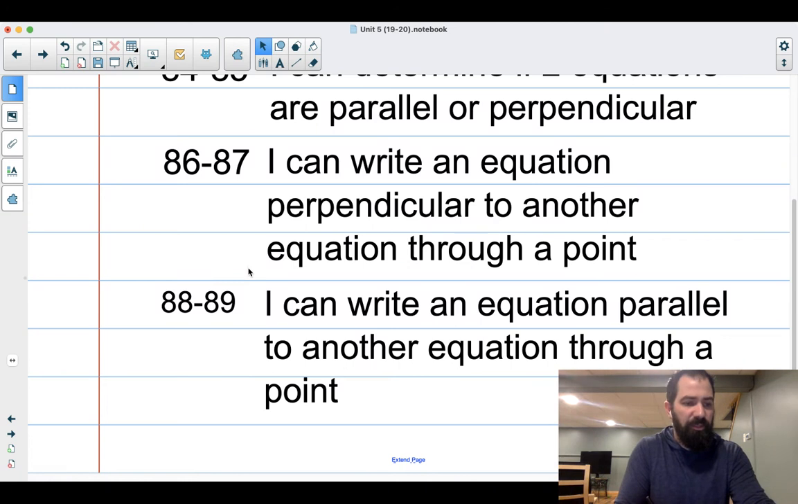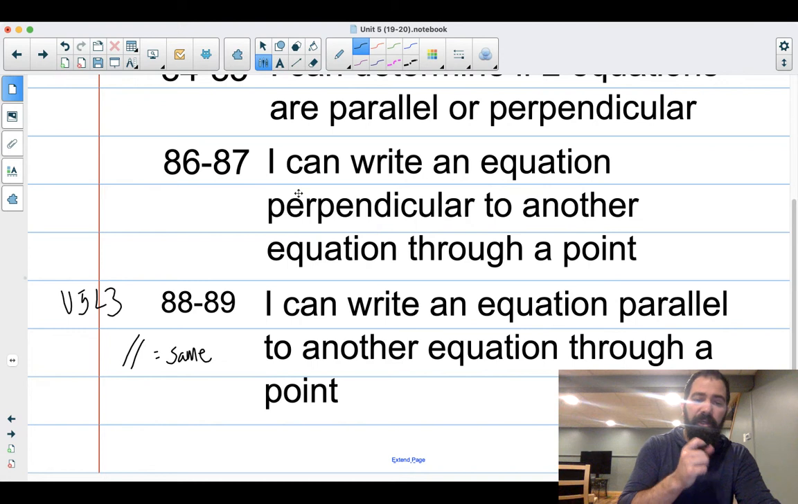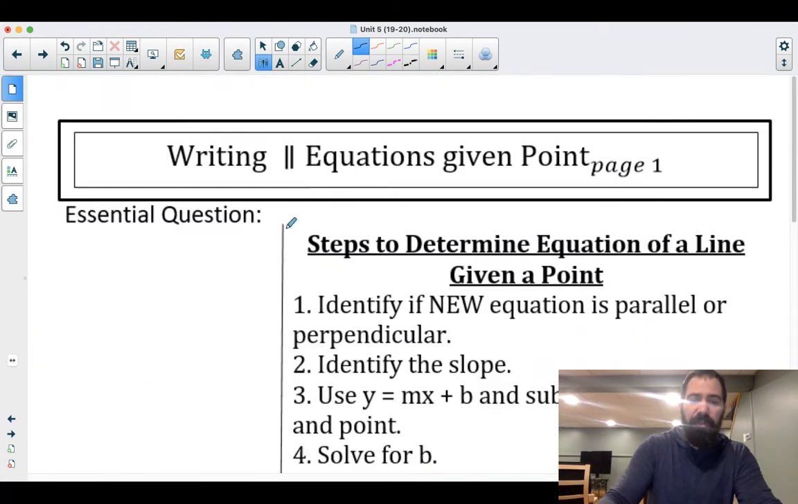We're going to continue with Unit 5, Lesson 3 to be specific. Unit 5, Lesson 3 is about writing equations parallel to another point or to another equation through a specific point. Remember, parallel slopes are the same, very similar to our last target, except this time we're looking at parallel instead of perpendicular.